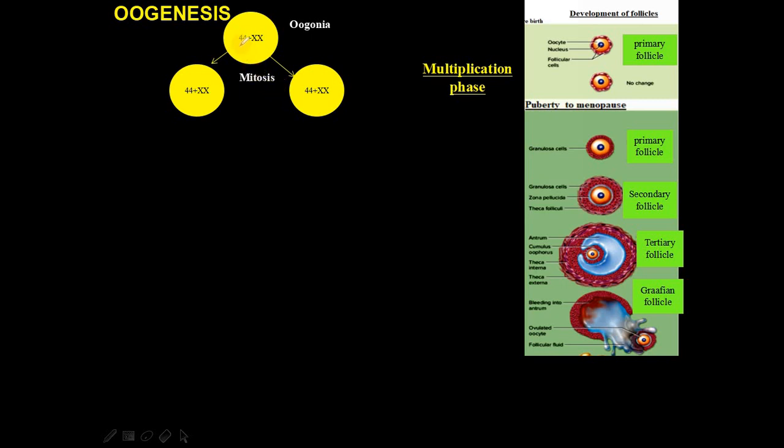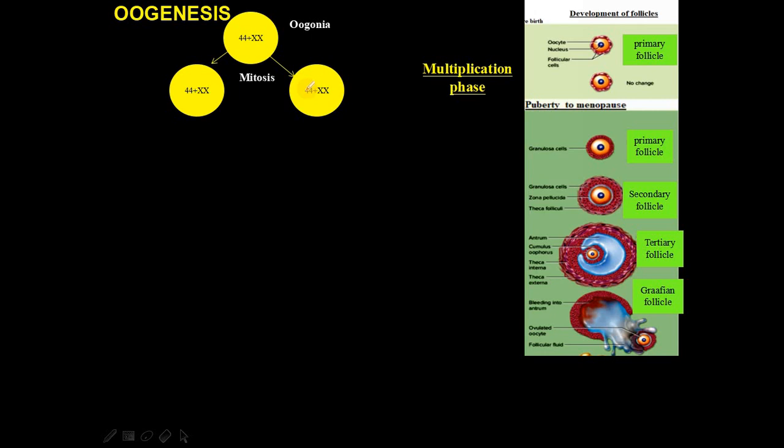You can see here the oogonia is diploid in number. In humans, the chromosome number is 46. And since the oogenesis takes place in females, we have the sex chromosomes as X chromosomes here. The 44 are the pair of autosomes. 44 is the number of autosomes and two sex chromosomes. So 44, 45, 46. So when this oogonia undergoes mitosis, two daughter cells are formed with same number of chromosomes. I hope this is clear.